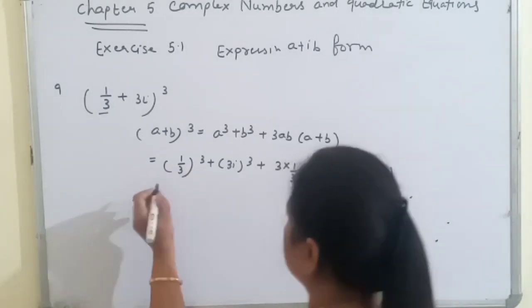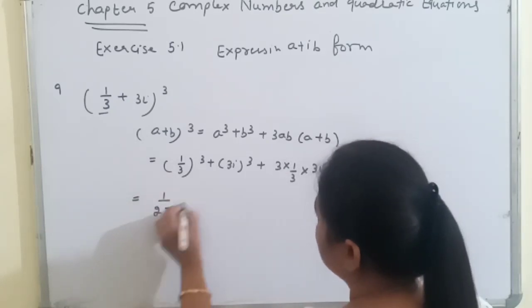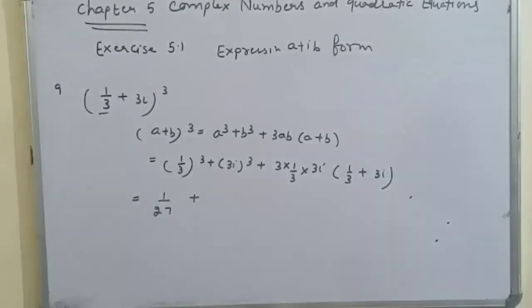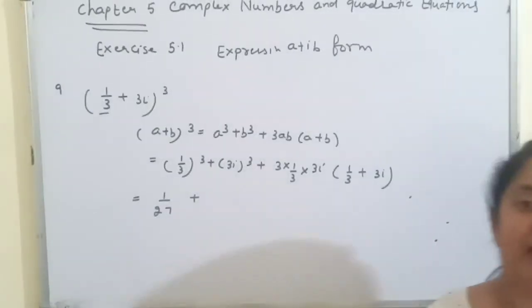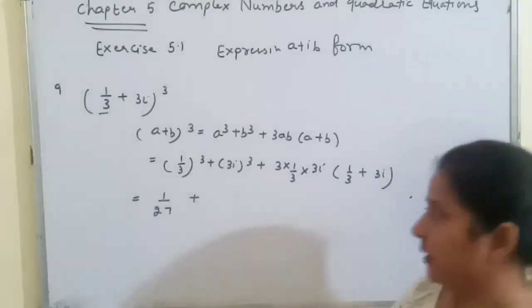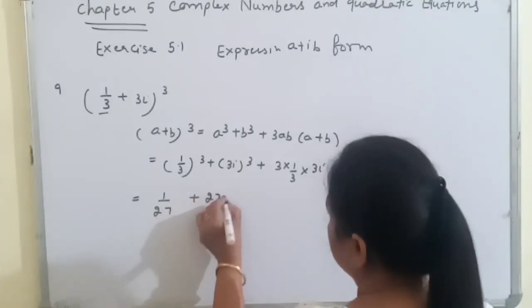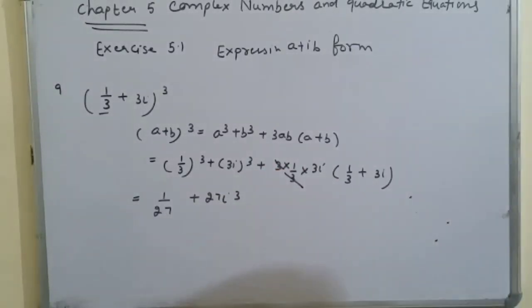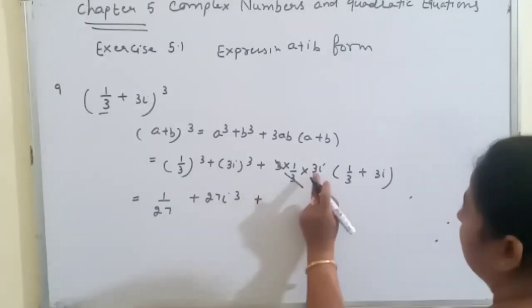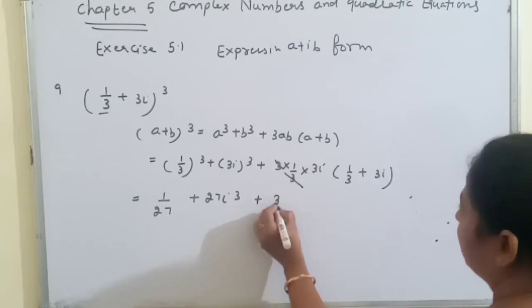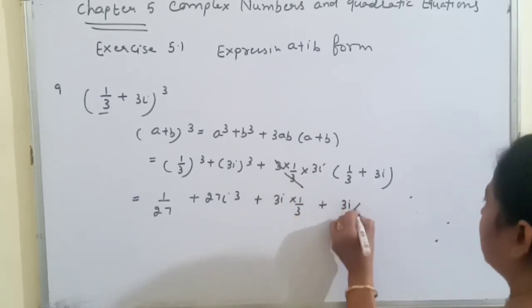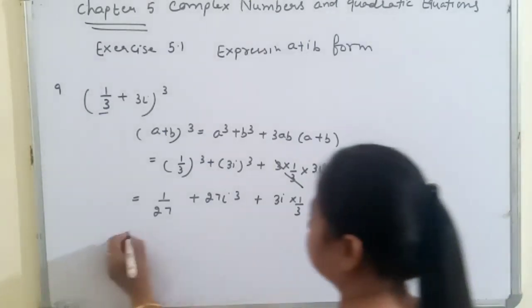Now (1 by 3) cube is 1 by 27, and (3 iota) cube means we multiply 3 three times and iota three times, so it becomes 27 iota cube. These 3s we can cancel with the denominator, and what is left with us is 3 iota. Then we multiply (1 by 3 plus 3 iota) into 3 iota.